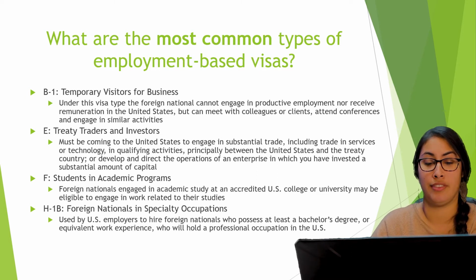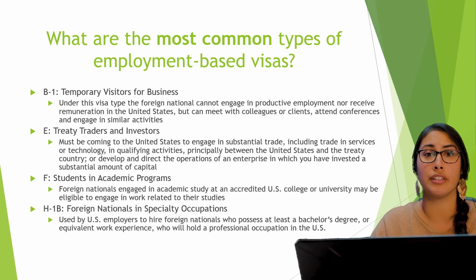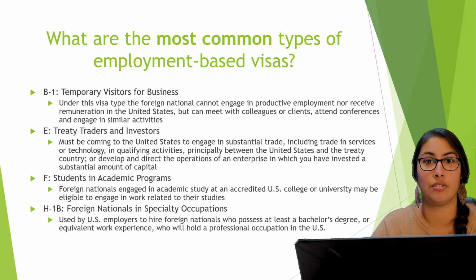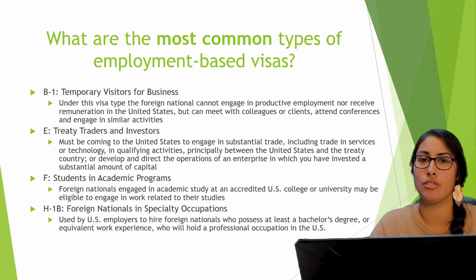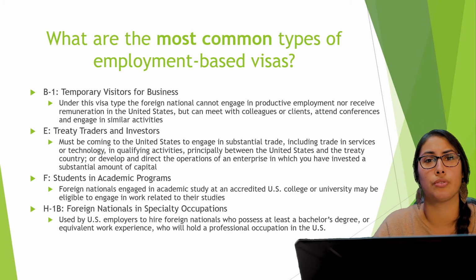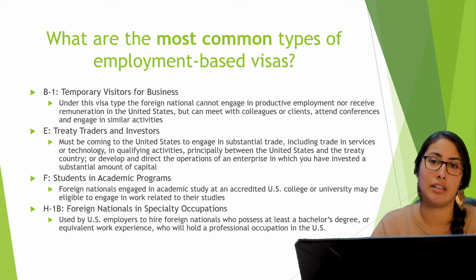Further, we have F visas. Those are for students, and it's basically for them to work in the field that they studied in. So let's say someone came here, they're on a student visa, they're studying engineering, and they want to do an internship, or they want to get their feet wet in the engineering pool here in the US. This visa allows them to do so.